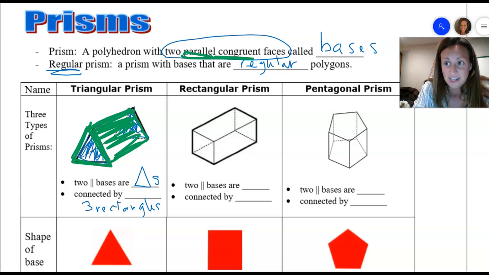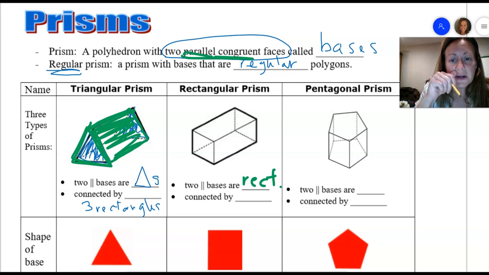The definition of rectangular prism is a prism that has two parallel bases that are rectangles. And I'm just going to put real briefly an abbreviation there for rectangles. But those two congruent rectangles are connected by four rectangular faces, but they're also rectangles.